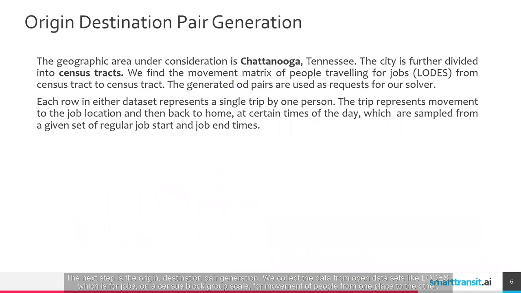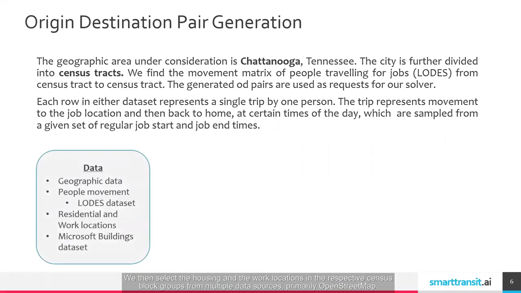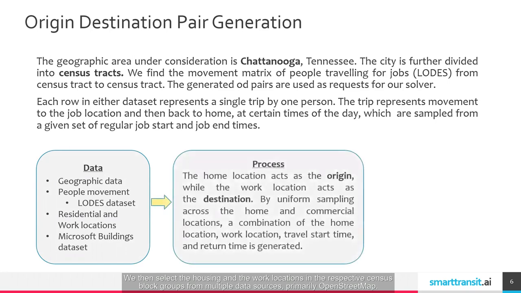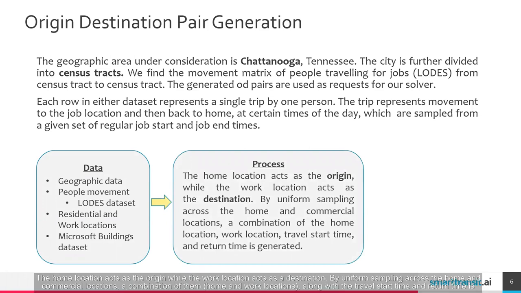We collect the data from open data sets like LODES, which is for jobs, on a census block group scale for movement of people from one place to the other. We then select the housing and the work locations in the respective census block groups from multiple data sources, primarily OpenStreetMaps. We then prepare a one-to-one mapping of the home and work locations. The home location acts as the origin, while the work location acts as a destination.